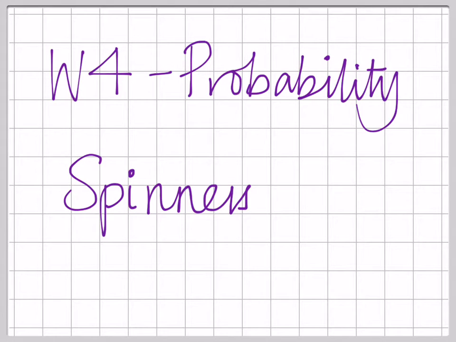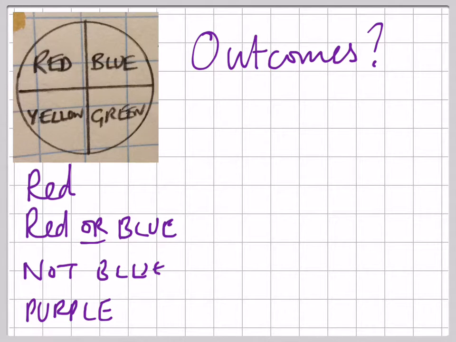Quite a lot of probability questions relate to spinners. Here's a pretty simple spinner. You could imagine this with a cocktail stick in the middle being spun around, and you're looking at the chance of getting each colour. So the first thing we need to do is decide how many outcomes there are altogether.